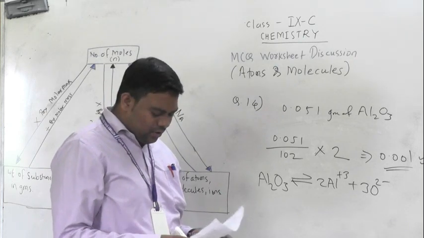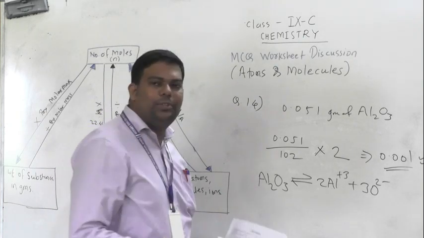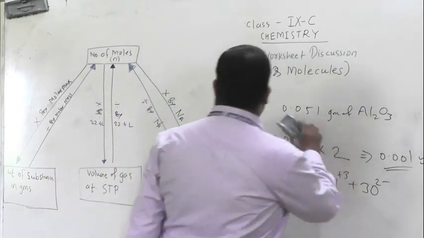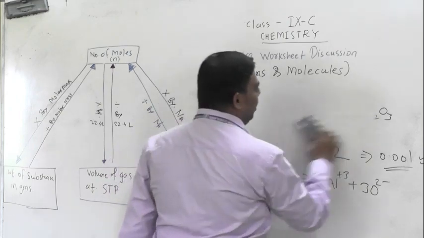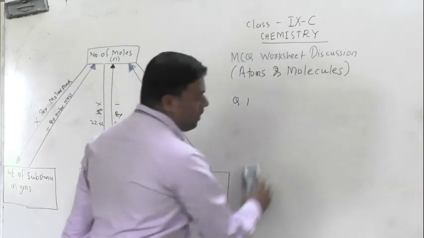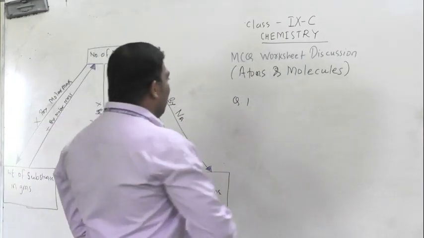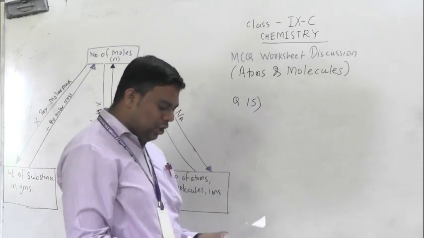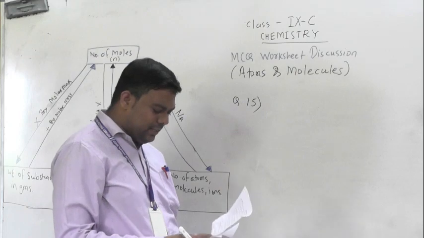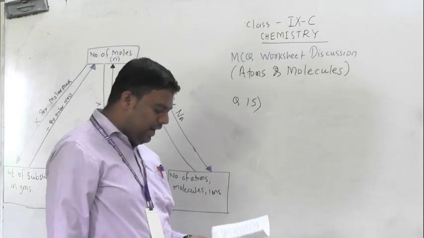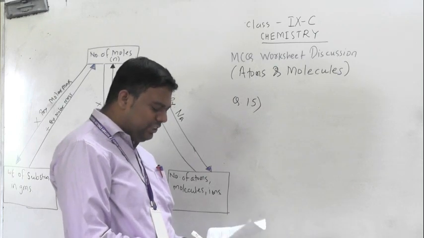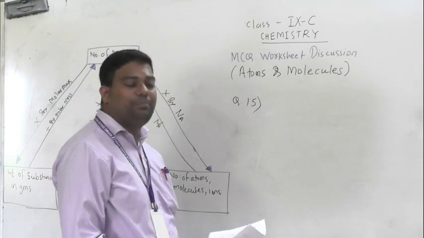Okay. Now see here, the last question of this worksheet, from question number 13. Question number 15. So see what they give. A silicon chip used in an integrated circuit of a microcomputer has a mass of 5.68 milligram. How many silicon atoms are present in this chip?